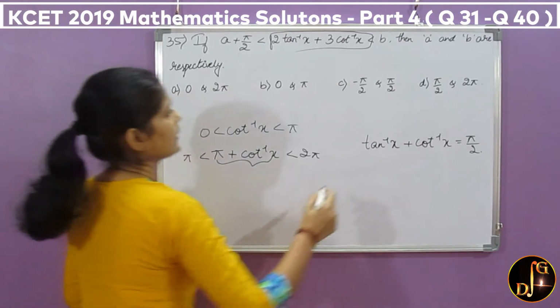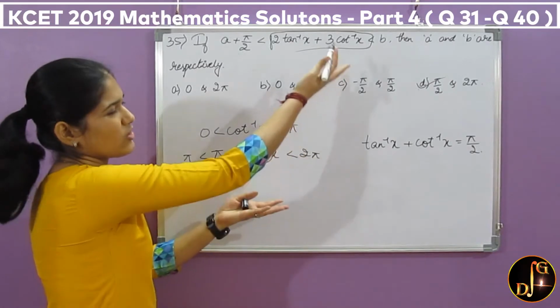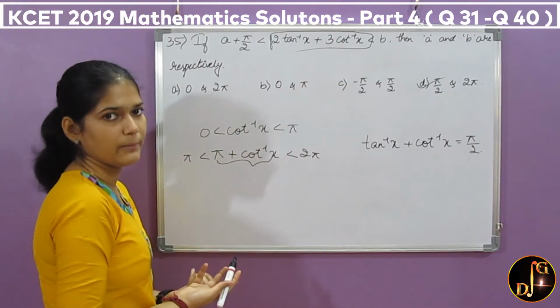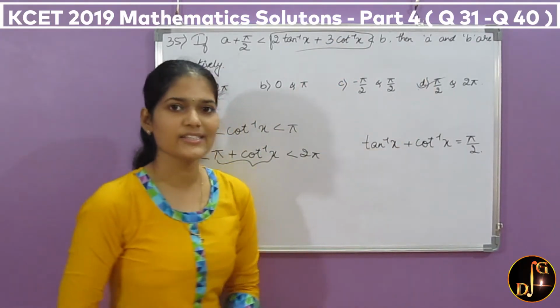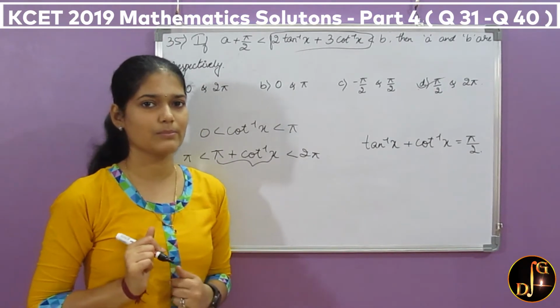We have only one option in which a is pi by 2. Clearly you can also observe that b is 2 pi. So the correct answer is option D, right? Now let's move on to the next problem.